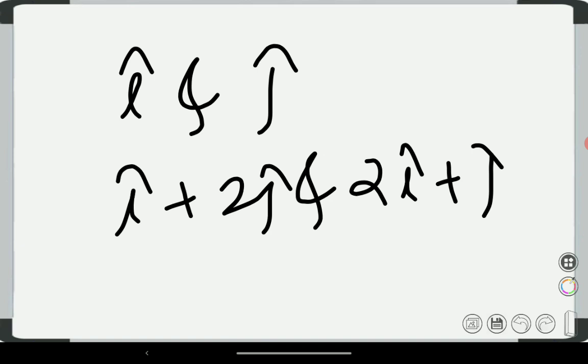Next question, write two different vectors having same direction. Write two different vectors having same direction. Vectors must be different but same direction.